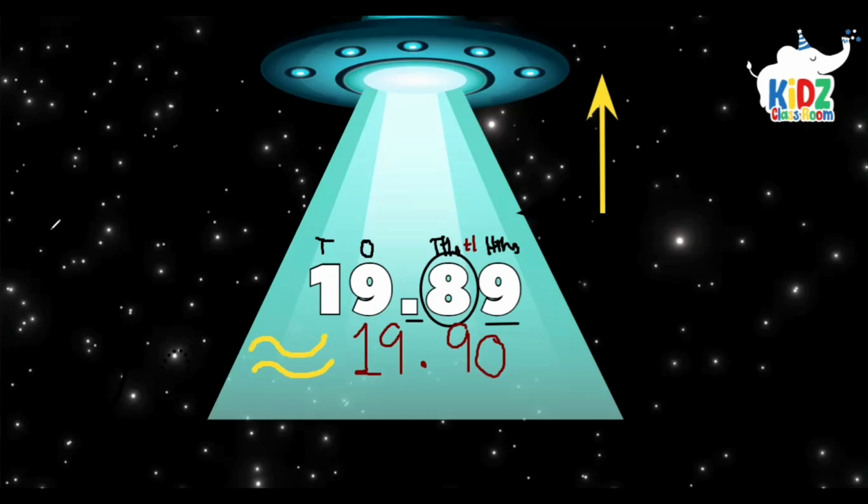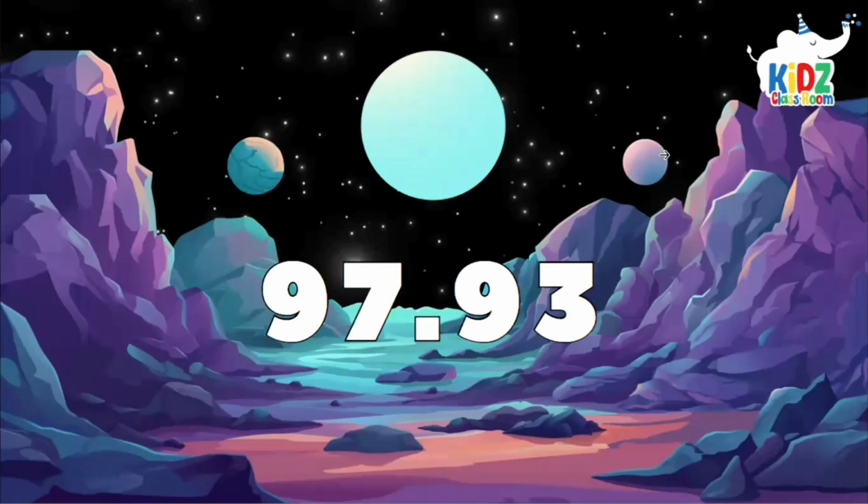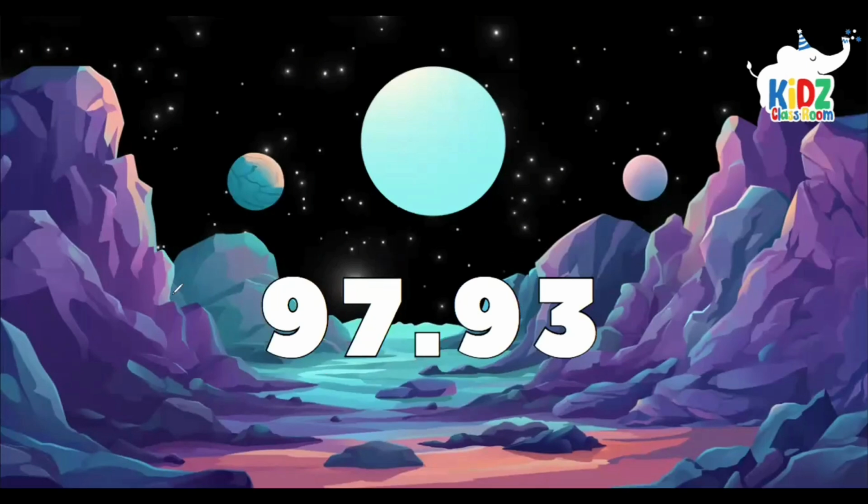So now let's solve another example. Here is the number 97.93. So first let's write the places. Before the decimal point we have ones and tens. After the decimal point, the first place is tenths, and after it, hundredths. So look at the tenths digit. How many tenths are there? 9. And check the hundredths digit.